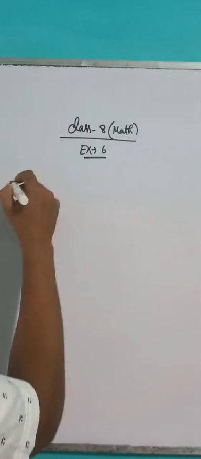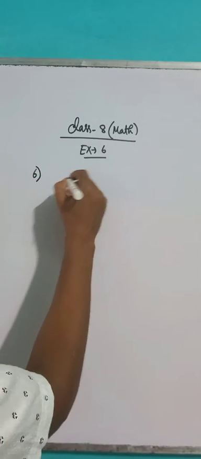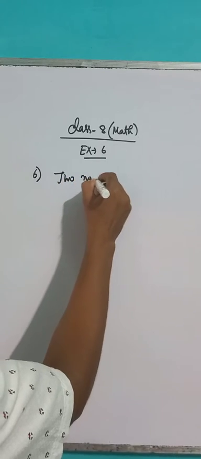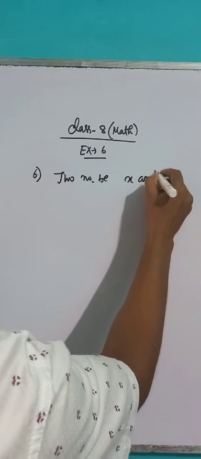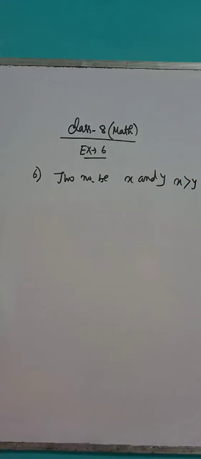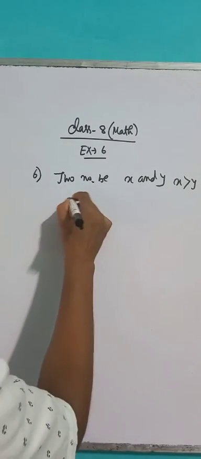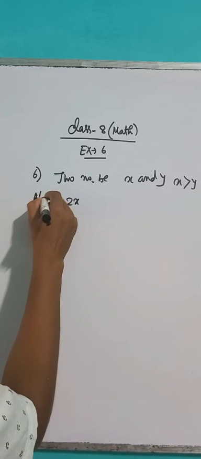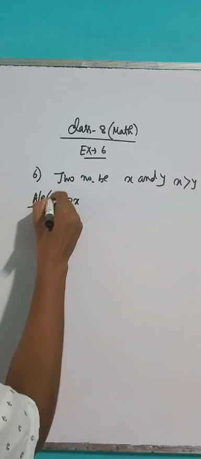What is the question? If from twice the greater of the two numbers 16 is subtracted, the result is half the other. If the two numbers be x and y, and x is greater than y, then twice the greater number means what? According to the first condition.